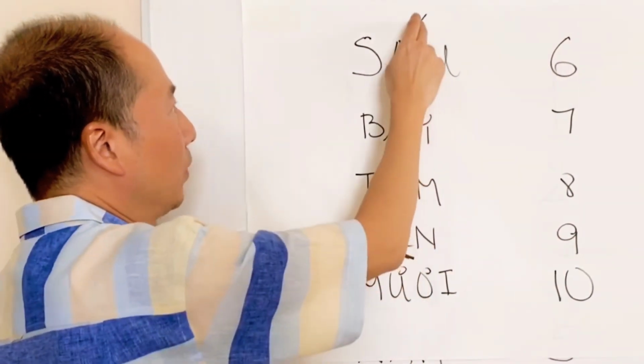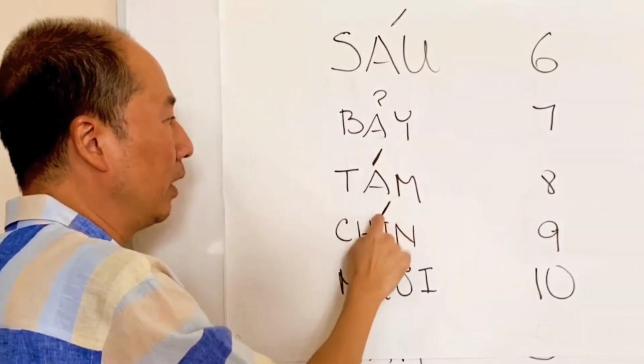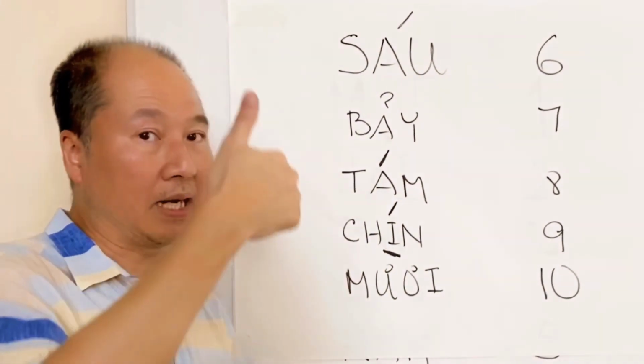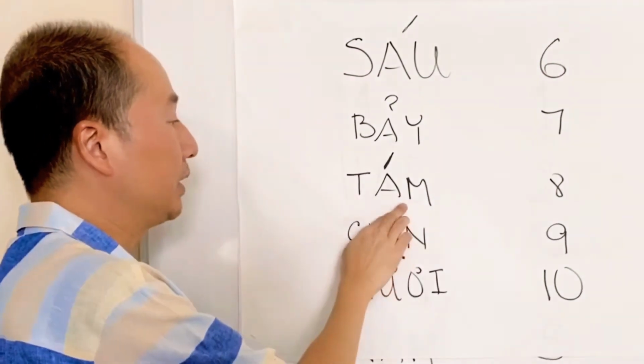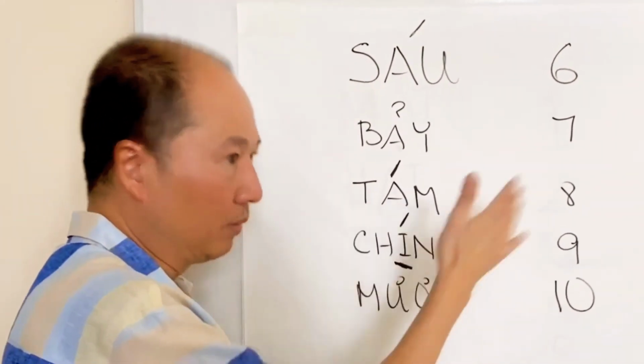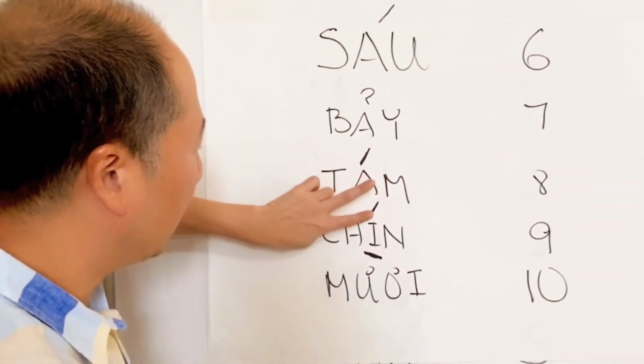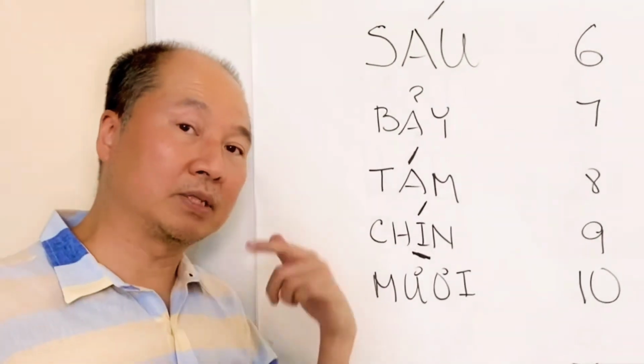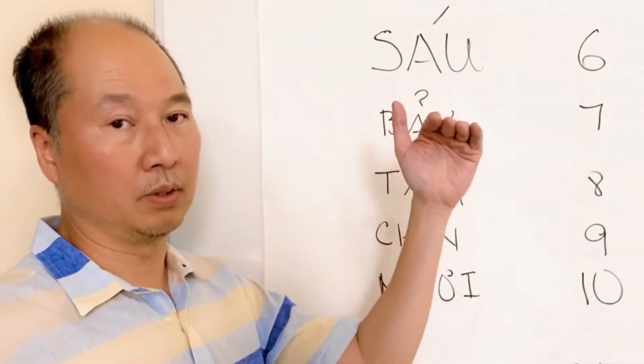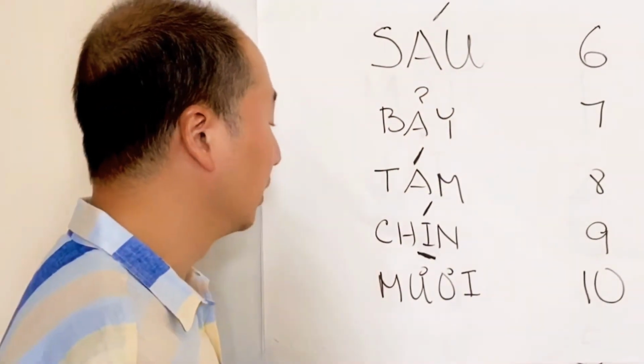You'll notice that this one, sáu, tám, chín, they all have this mark, which means the word is pronounced higher. Without this, it would be pronounced chin, which is again a different word, right? Because if this is spelled this way, the word is intended to be pronounced at a higher tone or higher pitch, depending on what you prefer.